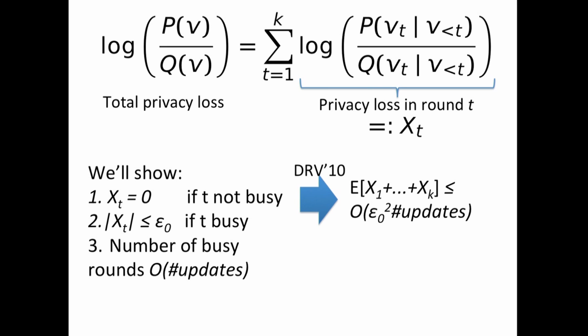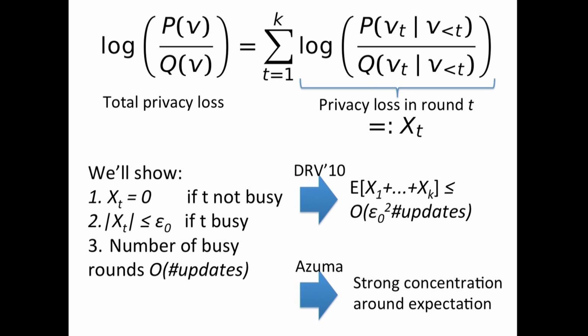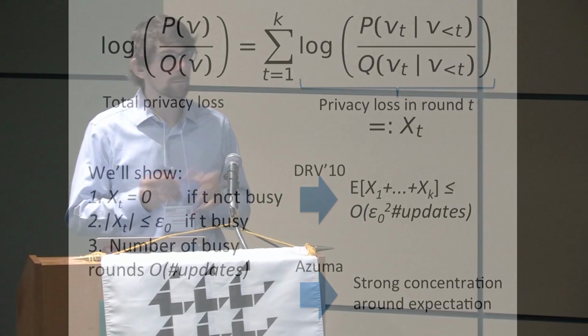And if we have a bound on the expectation of the sum, that's great, because now this is a sum of many random variables. We can use concentration to argue that it's strongly concentrated around the expectation. Okay, so the expectation is small. Moreover, the probability that it deviates to the top from the expectation is very small. Okay, so this is essentially the privacy proof. There are many more details that I skip over, but this is how you would formalize it.